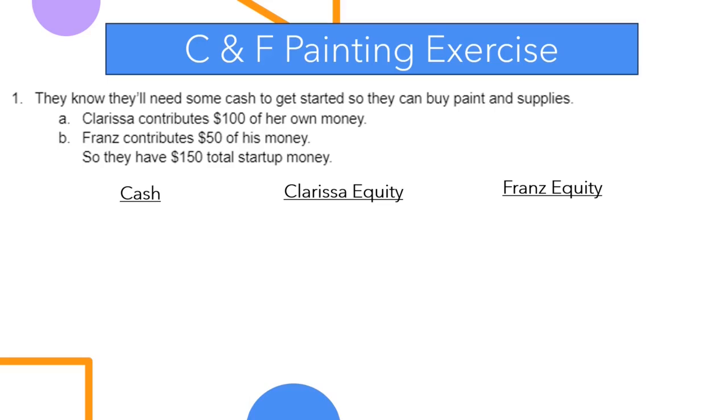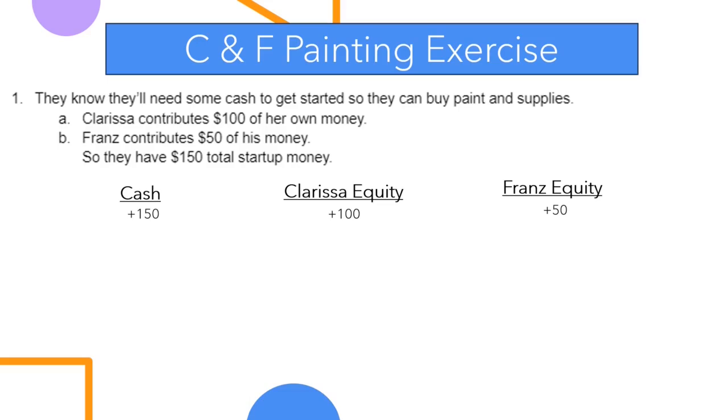So in the first transaction, Clarissa contributes 100 and Franz contributes 50, so they have $150. Cash goes up 150, and then we have to divide that out. How much does each person's equity increase as a result of that? Clarissa adds 100 to her equity, and Franz adds 50 to his equity. That's pretty clear: she contributed 100, he contributed 50, they have 150. If they decided not to start the business at all, they'd just take their 100 back and their 50 back and they'd be done.